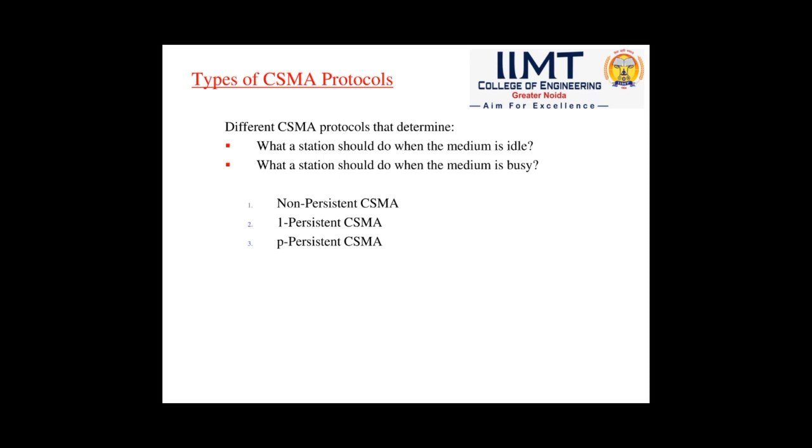Now different types of CSMA protocols decide what a station should do when the medium is idle and what it should do when the medium is busy. There are n stations, so every time the channel will not be free, so it should be well defined what a station should do when the channel is idle. It means they send the data, and when the channel is busy, they have to wait. So it is decided by three methods: one persistent, non persistent and p persistent.